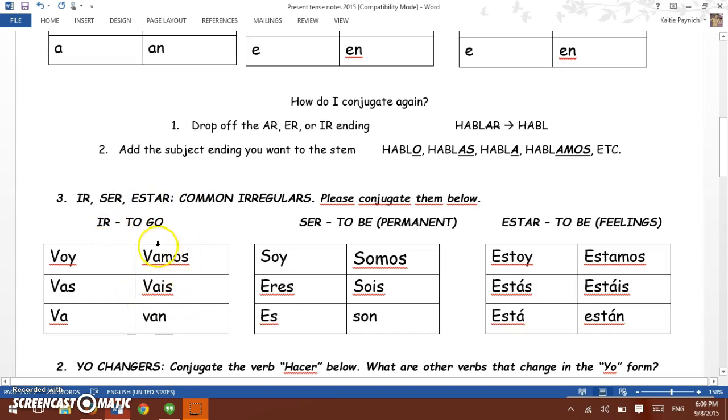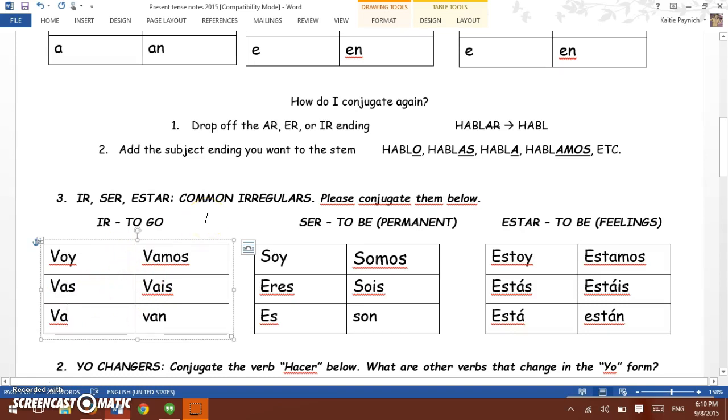Make sure you copy these irregulars down, and we'll go through and pronounce them together when I get back next week, because we will be going over this as well. Okay, so make sure you copy down our irregulars here, just our three common irregulars. And again, notice that it does follow the same pattern. So voy is going to be I go, vas is you go, va is he, she, or you formal goes. So it follows the same exact pattern. So that's what those 6 boxes mean on our notes.